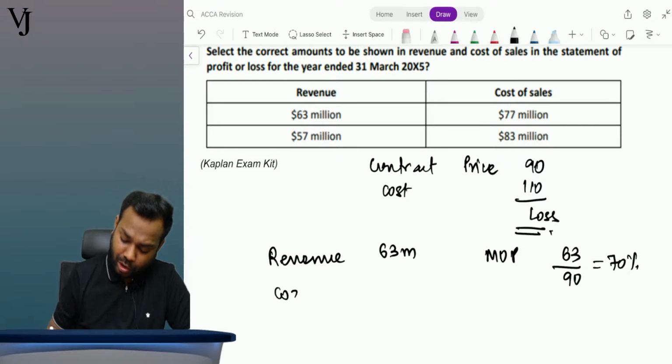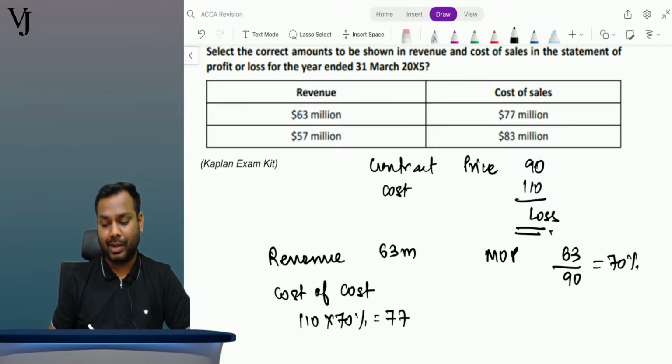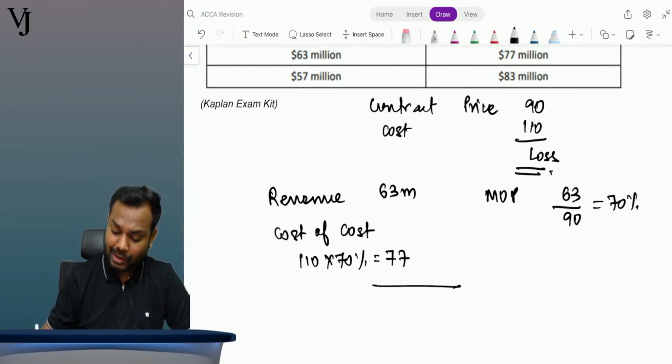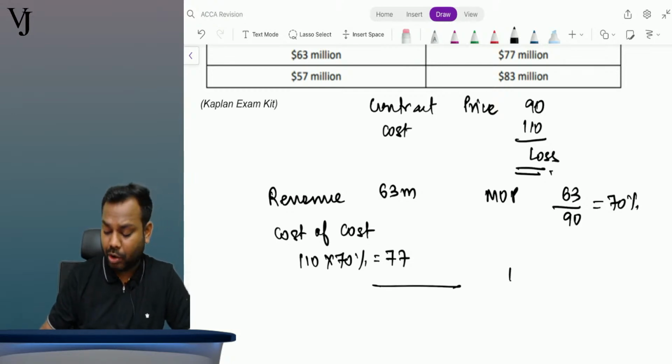So what should be your cost of sales? 110 multiplied by 70% is equal to 77. Now, what is the loss? 77 minus 63. The loss that you are booking is 14.